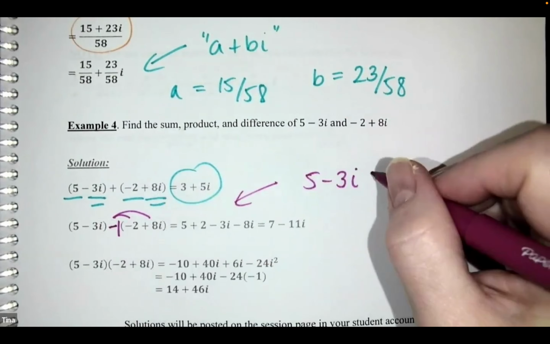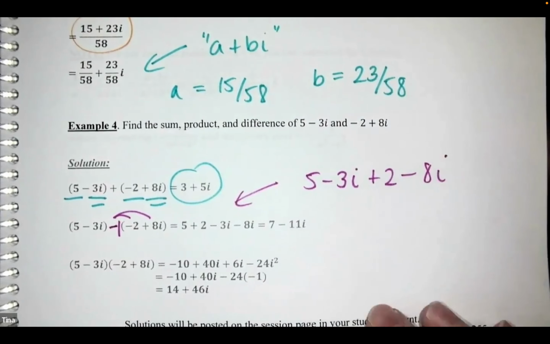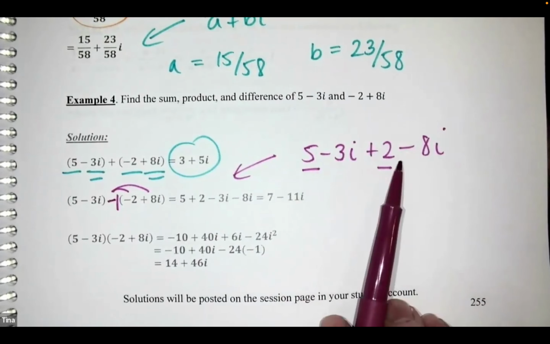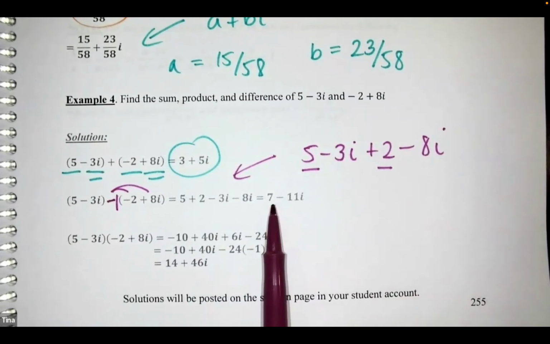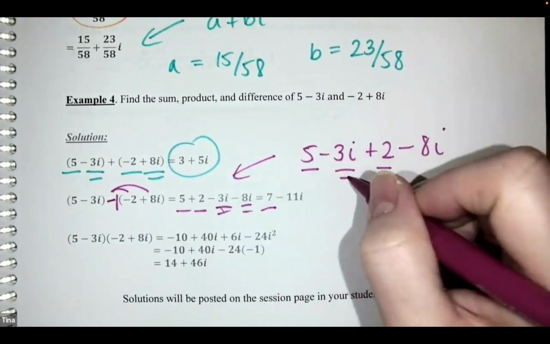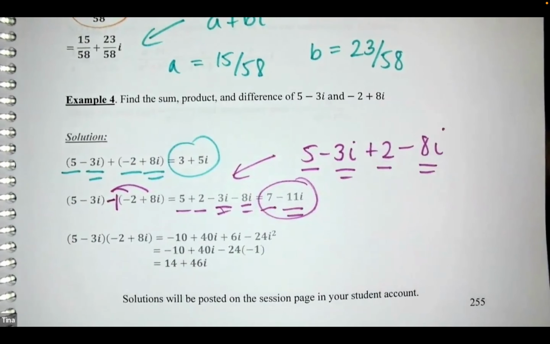But then we do negative 1 times negative 2 is plus 2. And negative 1 times 8I is negative 8I. And then we can just collect like terms. 5 plus 2 is going to be 7. And then a negative 3I and a negative 8I is going to add up to negative 11I.